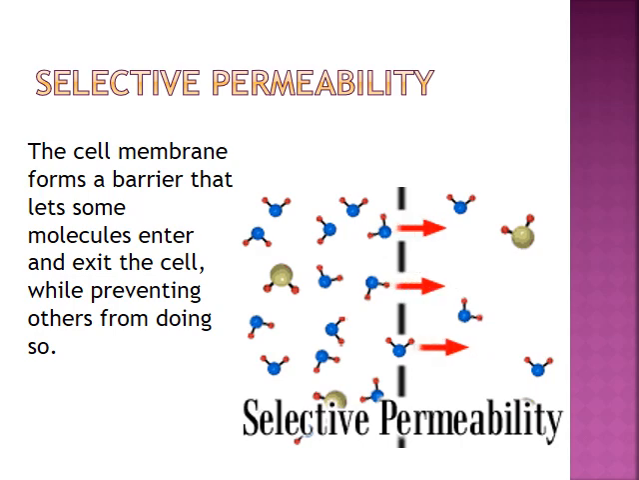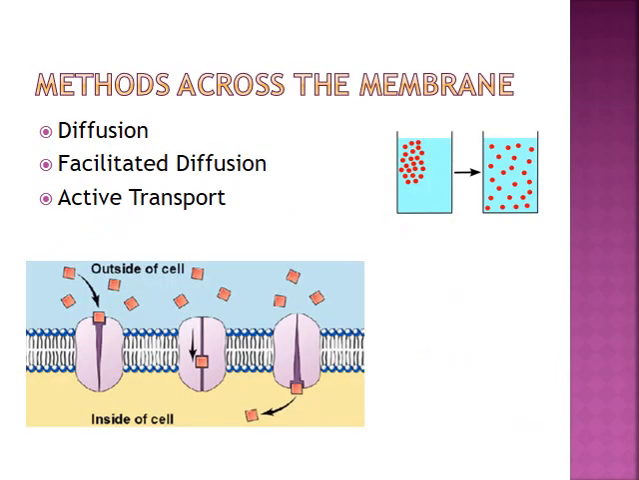So you want to allow some things in, but not others. Because if you allow too much in, you're going to get toxified. You're going to get a lot of bad material in. If you let too much out, you're going to end up releasing your nutrients, and you don't want to do that. So the cell membrane prevents nutrients and substances from getting out that you don't want out, and prevents them from getting in that you don't want in. There's a few ways across: diffusion, facilitated diffusion, and active transport.